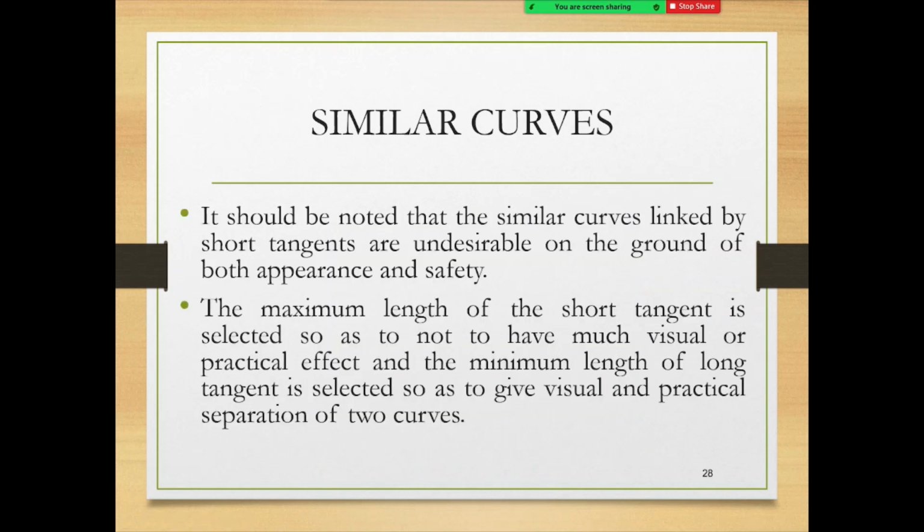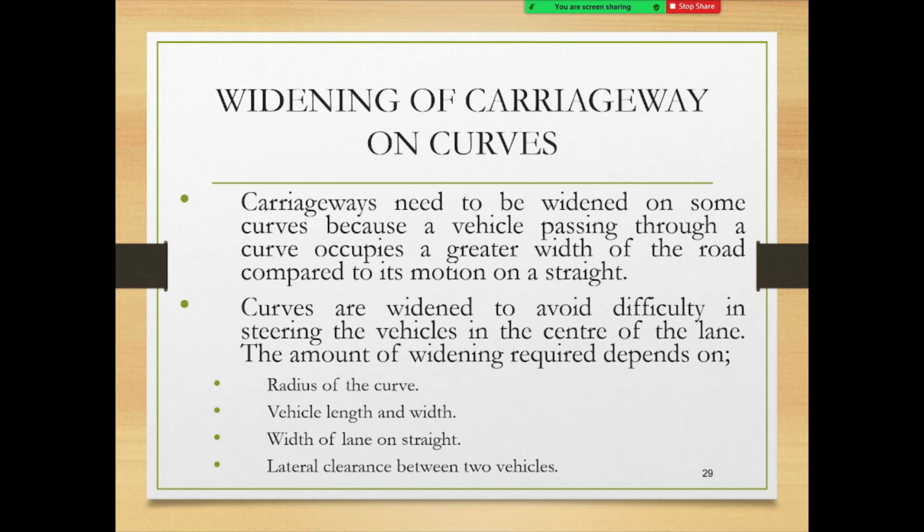The maximum length of the short tangent is selected so as to not have much visual or practical effect, and the minimum length of the long tangent is selected so as to give visual and practical separation of two curves. Right? Then we are going to discuss widening of carriageway on curves. What do you mean by widening? Have you seen, when you go to Bandarawela area, or Badulla area, or Nuwara Eliya area, in some curves, especially in these rehabilitation projects, there is some curve widening there? That means there is your white edge line, but there is some more width that is being carpeted. That is called widening of carriageway.